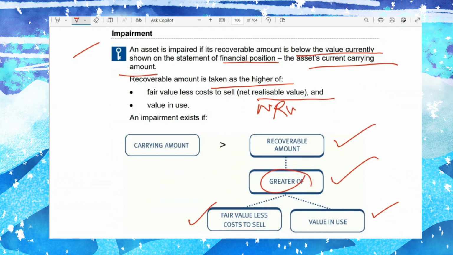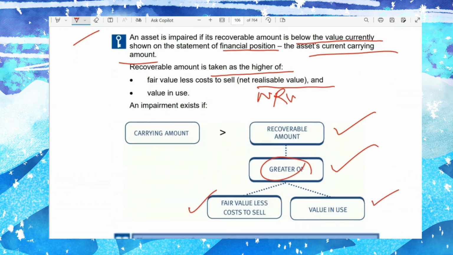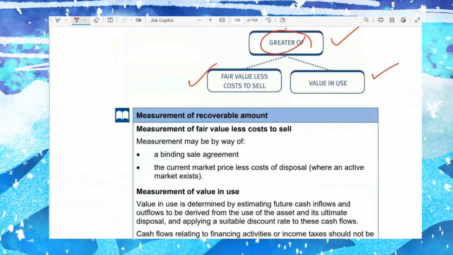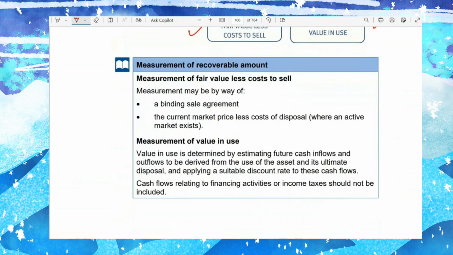How do you recognize this in the books of accounts? First, measurement of the recoverable amount: the fair value less costs to sell. This may be by way of a binding sale agreement, or the current market price less costs of disposal where an active market exists.